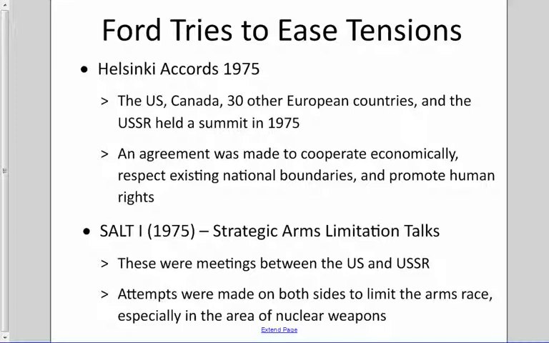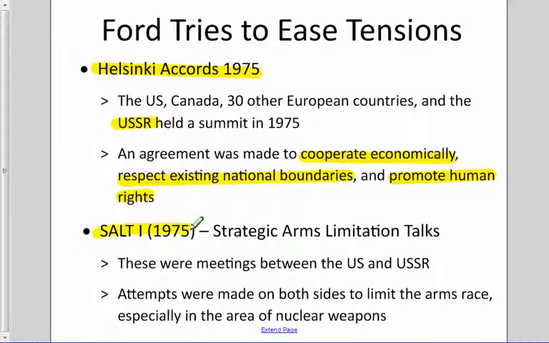So Ford uses this to try to ease some of the tensions with communist countries, because now Vietnam is communist and we didn't stop it, we didn't fight it, we just evacuated. So he has the Helsinki Accords in 1975. It's a summit with the Soviet Union and many other countries where they agreed to cooperate economically, respect existing national boundaries, and promote human rights between all of them. So it's a step in the right direction. It's an agreement with those countries we're talking.